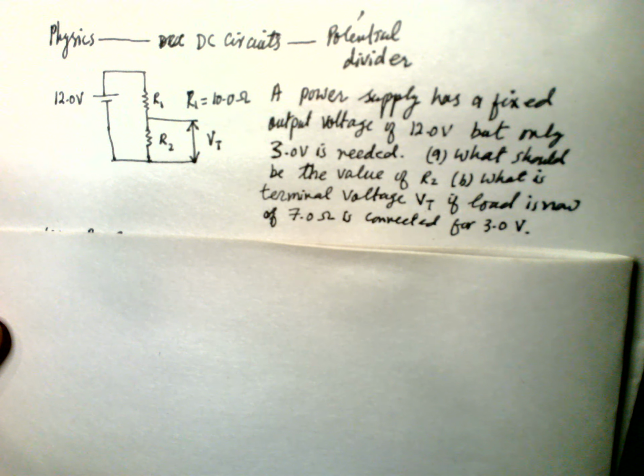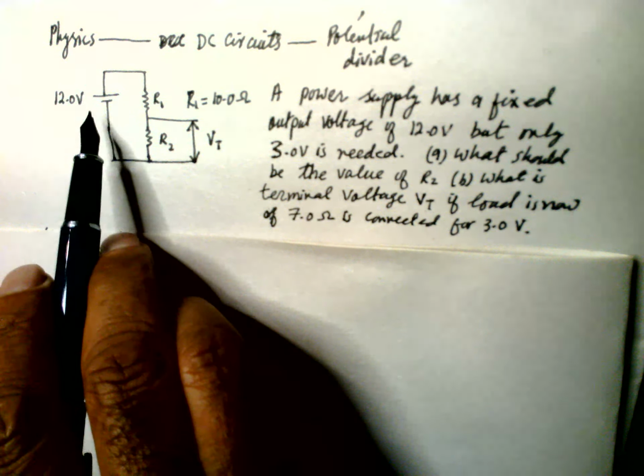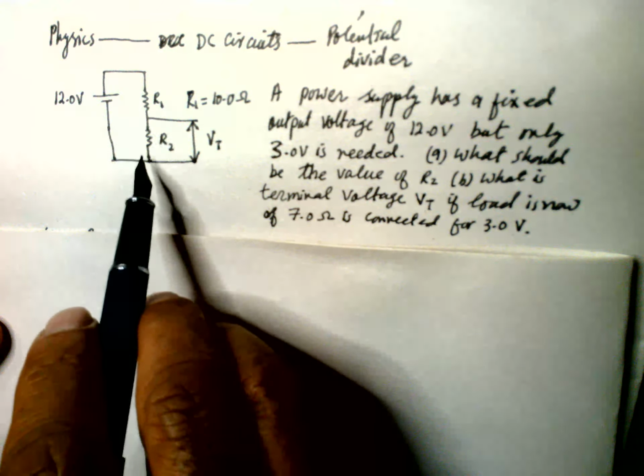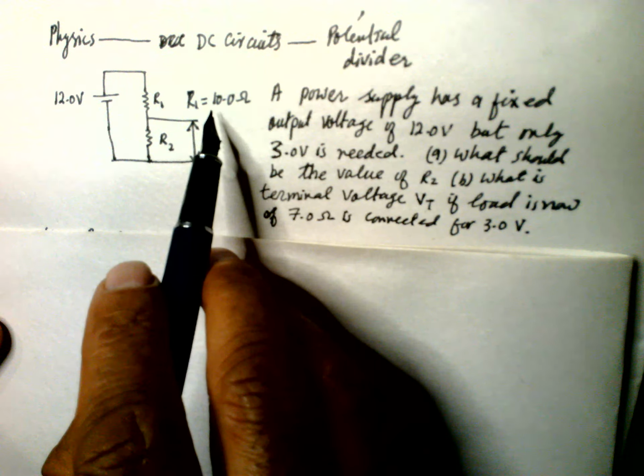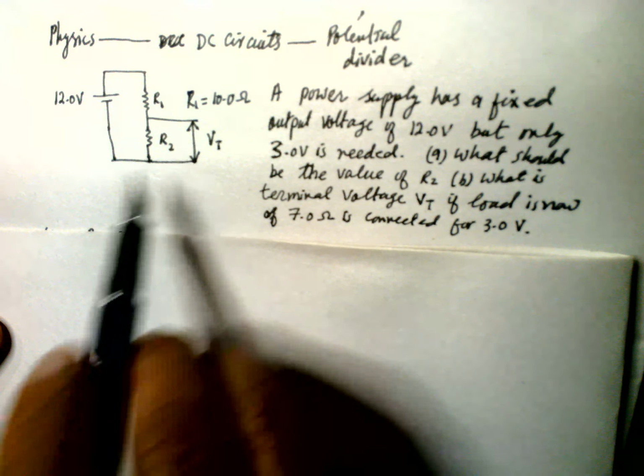Hello, physics, DC circuit, potential divider. The circuit is given: the power supply is 12 volt, and this is R1 and this is R2. R1 is given as 10 ohms. And this is VT, the terminal voltage.